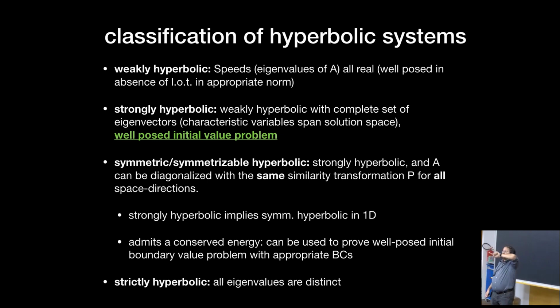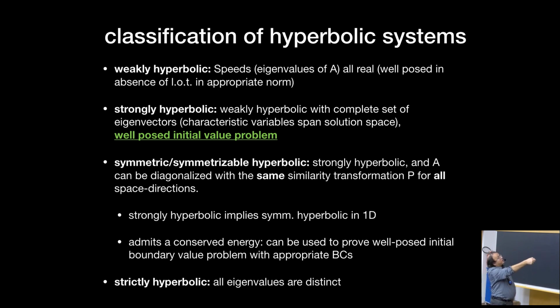you can have the fact that depending on your direction, the mathematical properties are changing. And that's the difference between strongly hyperbolic and symmetric or symmetrizable hyperbolic. This is basically strongly hyperbolic, but you can do the same similarity transformation in all directions. You can diagonalize it in all the space directions at the same time, which in this one you can't do.